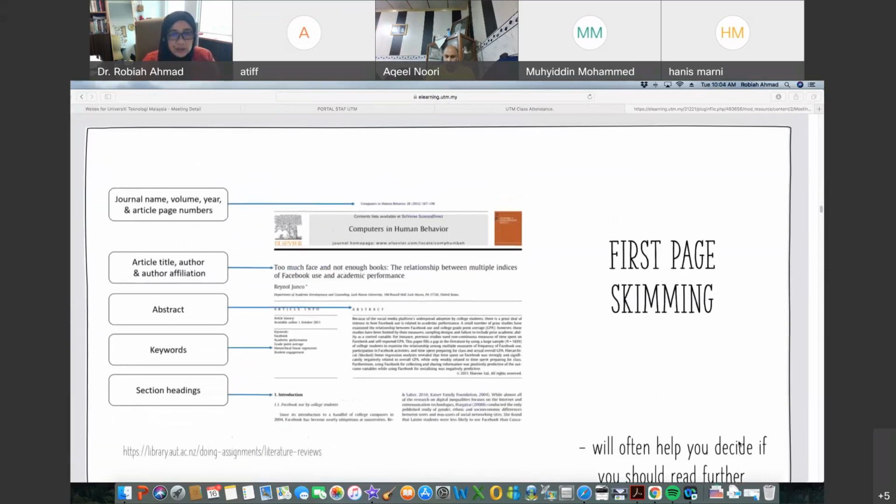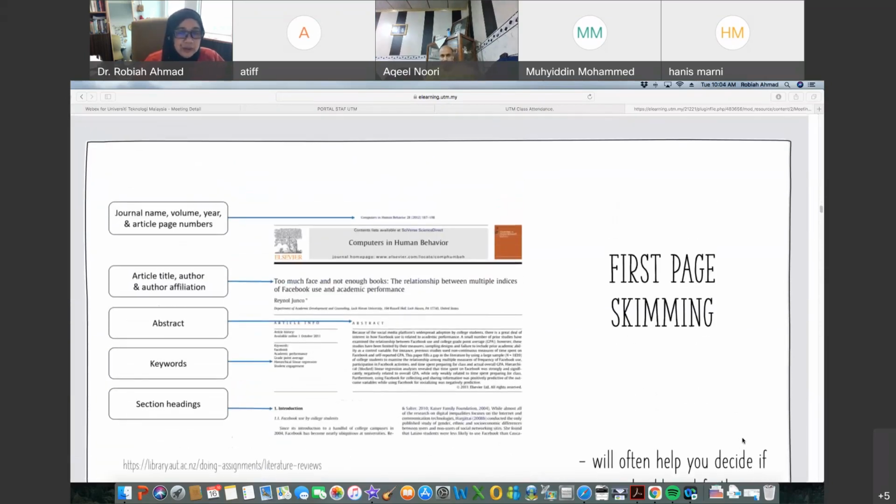This is an example of a paper downloaded from PSZ. Let's say I download this paper. This is the name of the journal, Computers in Human Behavior. And this is the title, Too Much Face and Not Enough Book: the relationship between multiple indices of Facebook use and academic performance. When you want to refer to it, the volume is 28, the year is 2012, and the pages are 187 to 198.